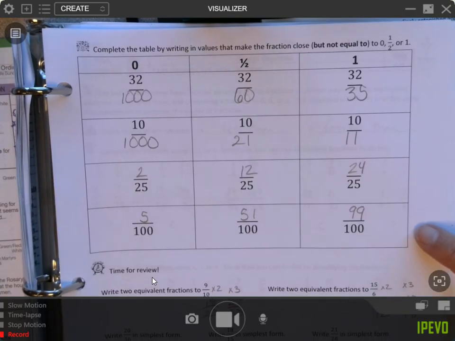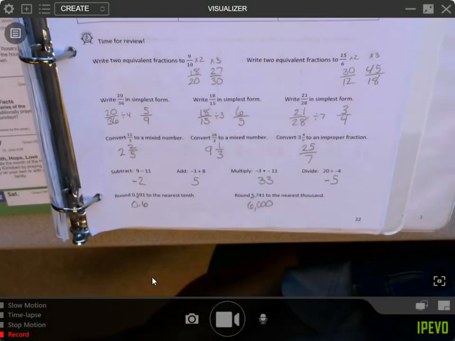Any questions on our table? Sarah, did that make sense as I was going through it? I'm just checking in with you because you weren't here. James, stop tapping. Thank you. All right, let's look at our review now.